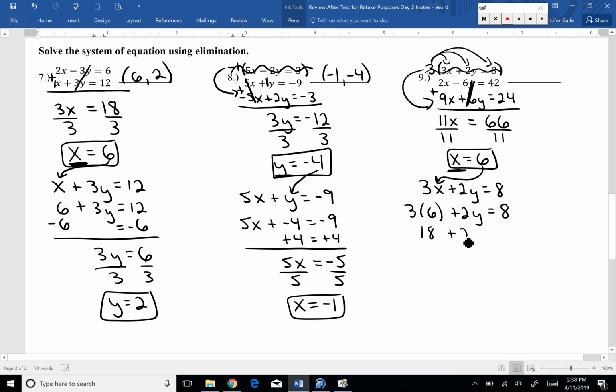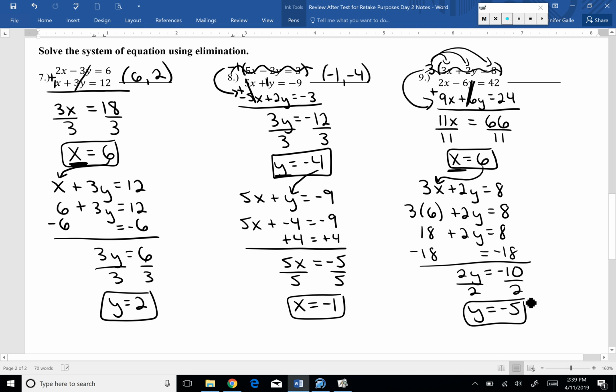18 plus 2y equals 8. Subtract our 18. 2y equals negative 10, divide by 2, and our y is negative 5. So we have 6, negative 5. There we go.